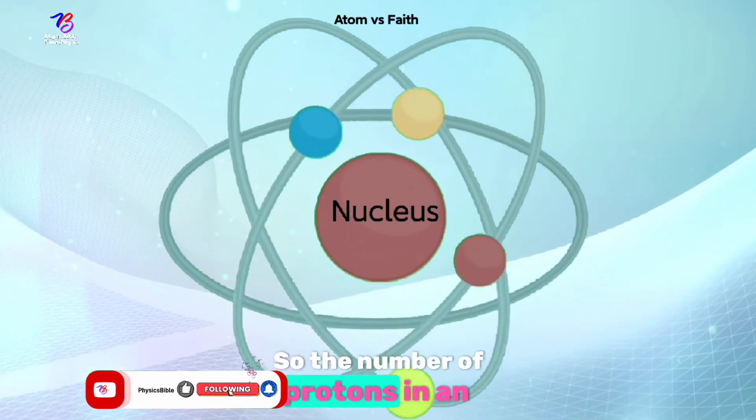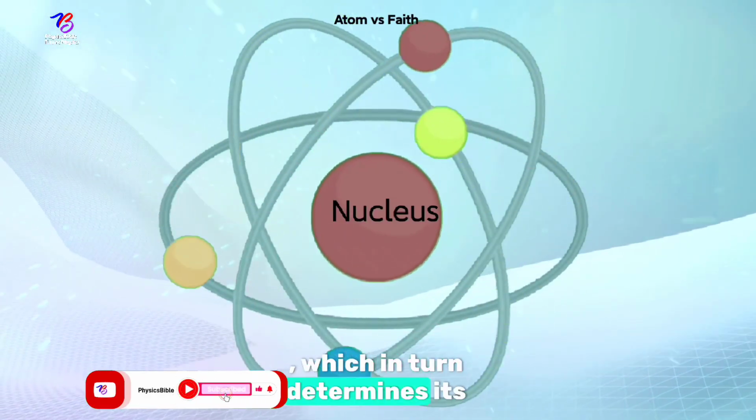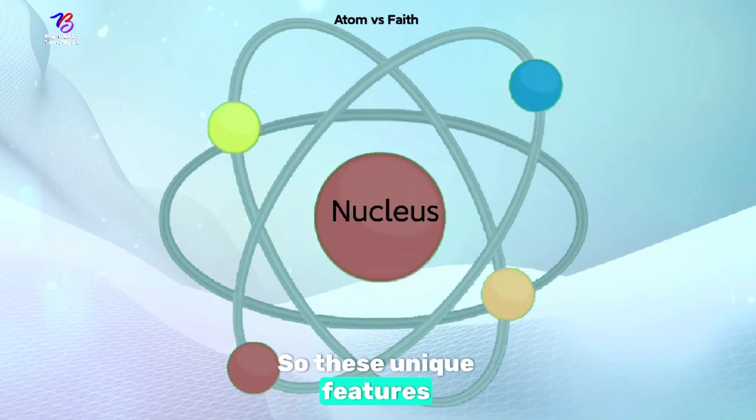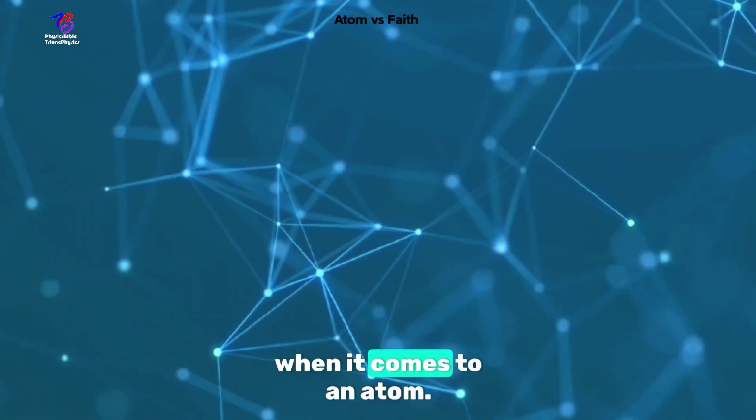So the number of protons in an atom is determined by its atomic number, which in turn determines its elemental identity. So these unique features distinguish and become the bone of identification when it comes to an atom.